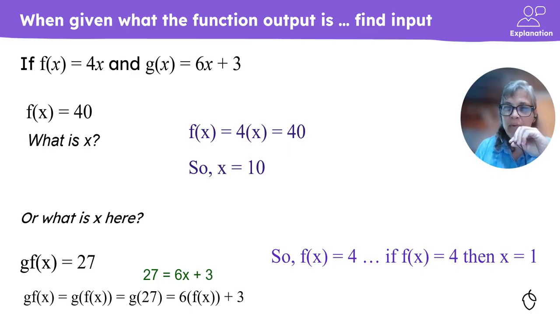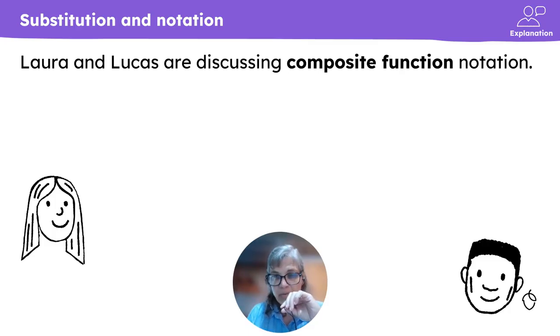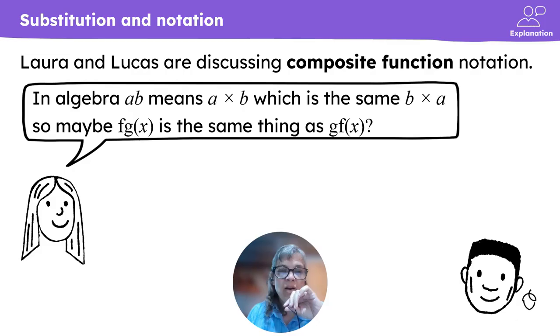Let's look at an example of two students. We'll call them Laura and Lucas. They're discussing composite function notation. Maybe they have a question which is similar to your questions. Laura thinks this. She says in algebra, AB means A times B, and I know that that's the same as B times A. So maybe FG of x would be the same thing as GF of x, wouldn't it?